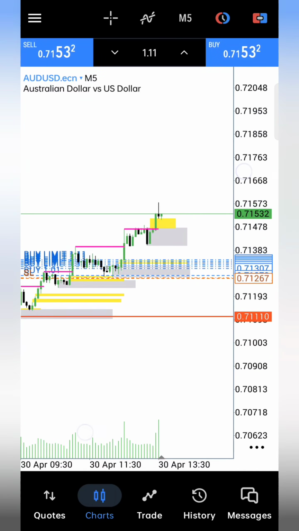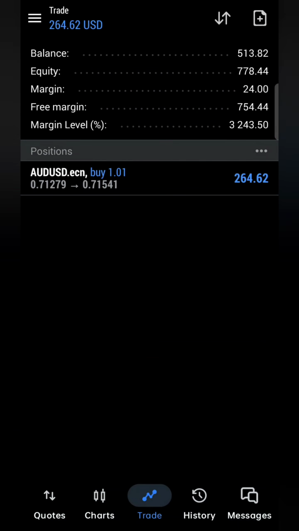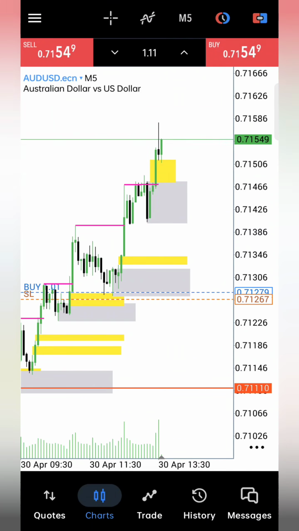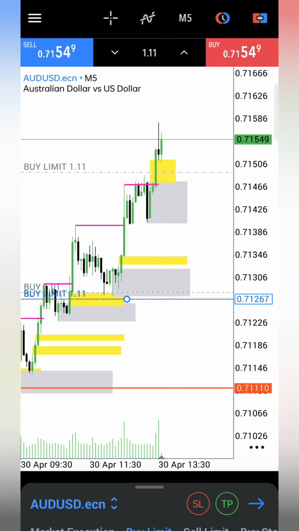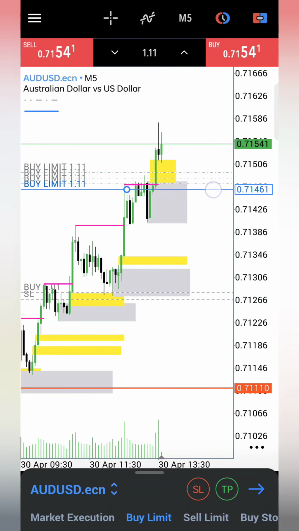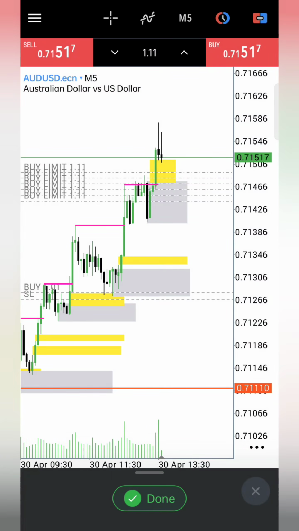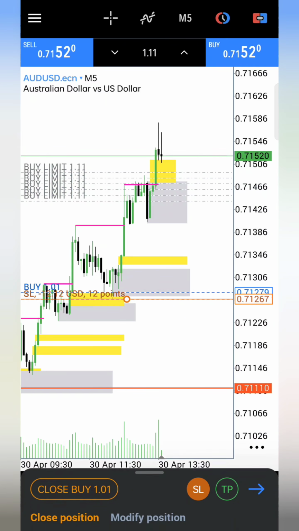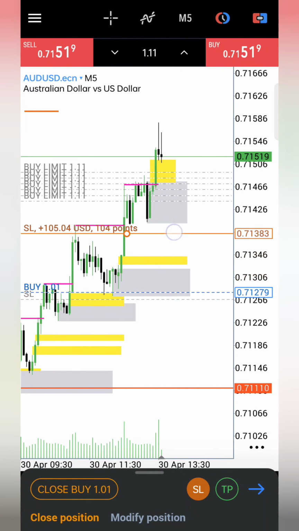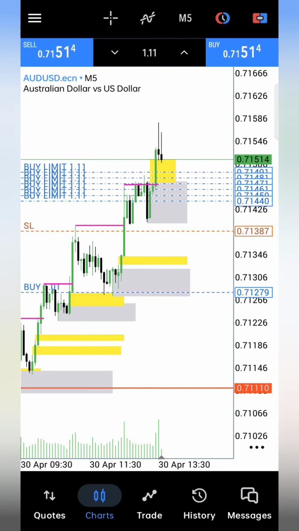So just like before, I'll delete my previous pending orders and place new ones based on the newly formed setup. And along with adjusting the stop loss of my previously executed order, I'll also place all stop losses for my pending orders below this order block.